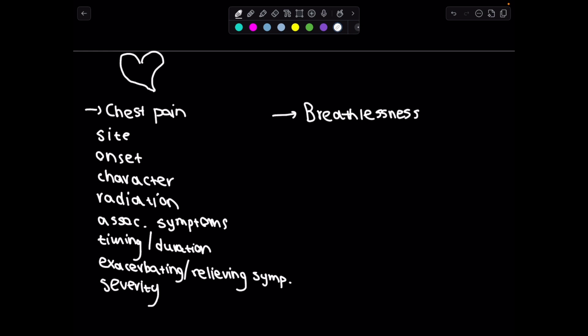For chest pain using Socrates, site: typically central chest, substernal, or left-sided, may feel diffuse.